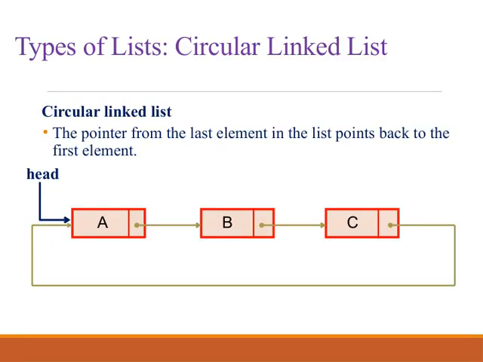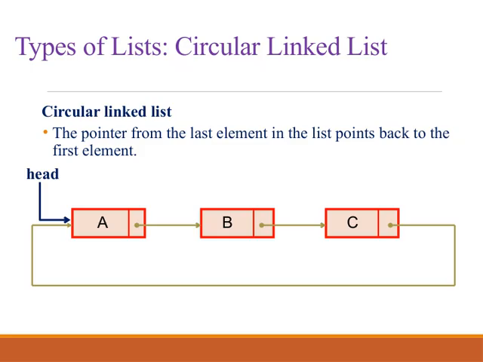Now let's talk about the circular linked list. In this type of list, the key thing to remember is that the pointer from the last element in the list doesn't point to nothing or null. Instead, it points back to the first element. This creates a circle, which is where the name comes from. Imagine having nodes labeled A, B, and C. The pointer from C, which is the last node, points back to A, the first node. This setup allows us to traverse the list in a continuous loop without reaching an endpoint.